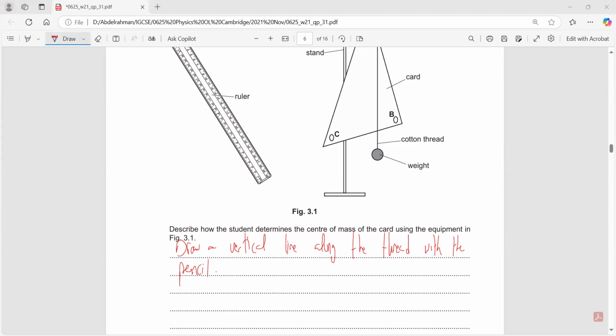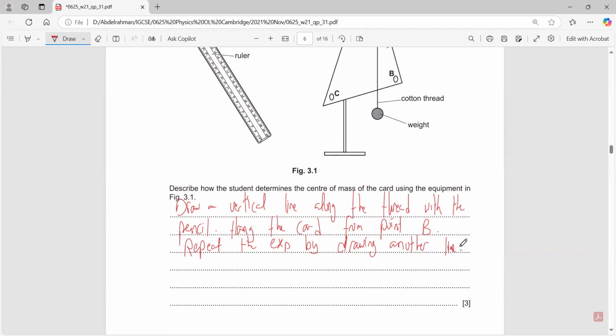You need to hang this piece of lamina, the card, from a different corner, from B or from C. Hang the card from point B. Then repeat the experiment by drawing another line. You have to draw at least two lines.